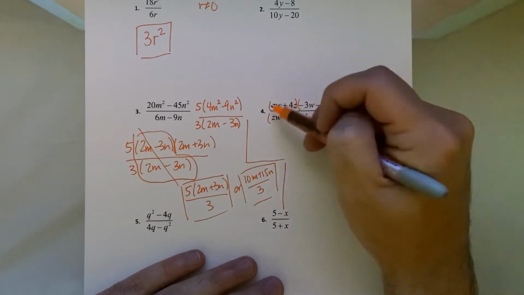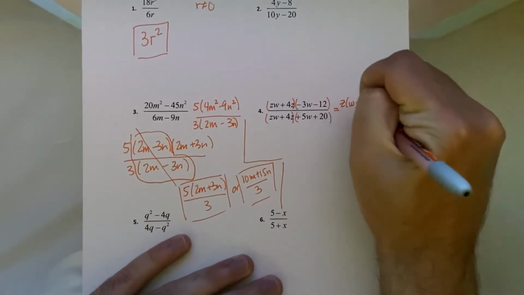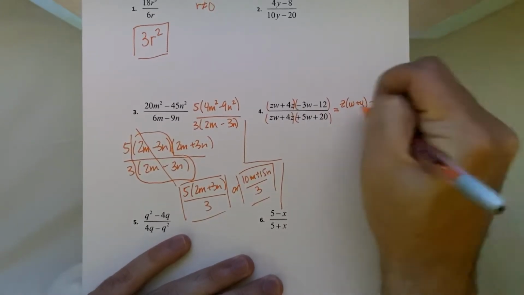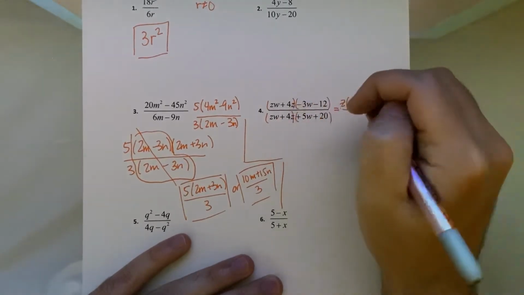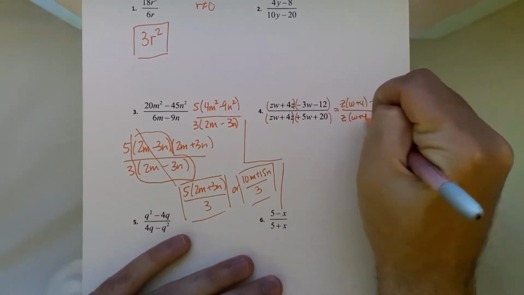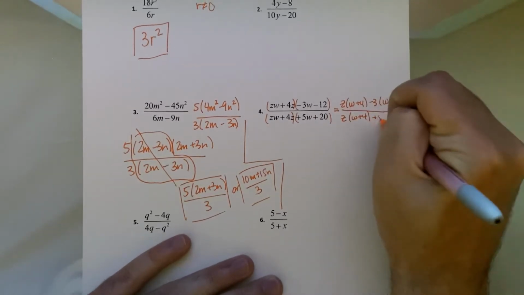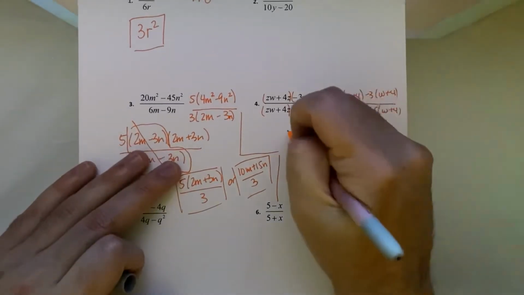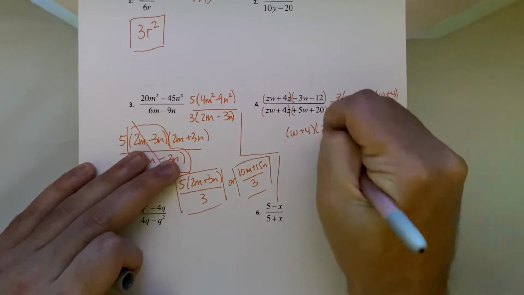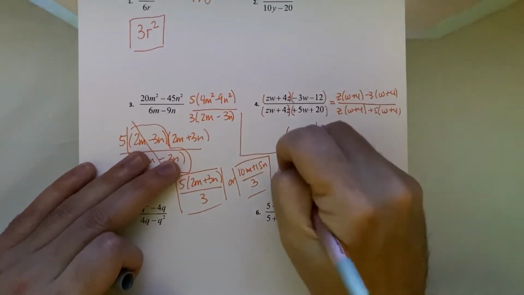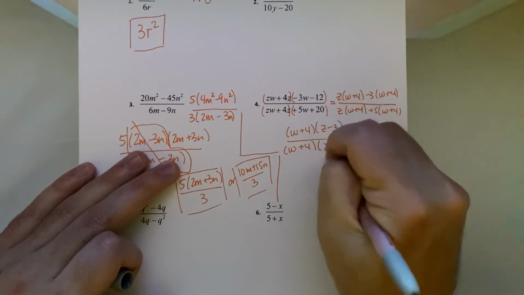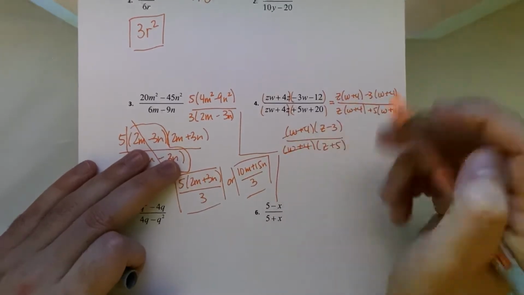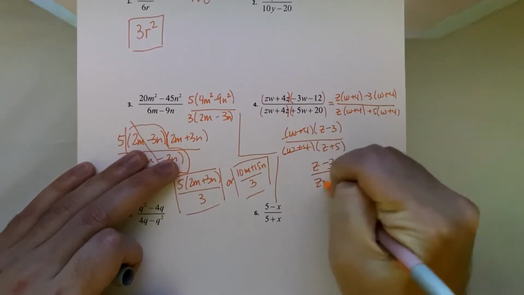ZW plus 4Z, they share a Z, times W plus 4. Negative 3W minus 12, share a negative 3, times W plus 4. In the denominator, the factor by grouping, they share a Z, W plus 4. They share a plus 5, W plus 4. So my factored form of this is we've got W plus 4 times Z minus 3 over W plus 4 times Z plus 5. Now you'll see the W plus 4's cancel, and we're left with Z minus 3 over Z plus 5.